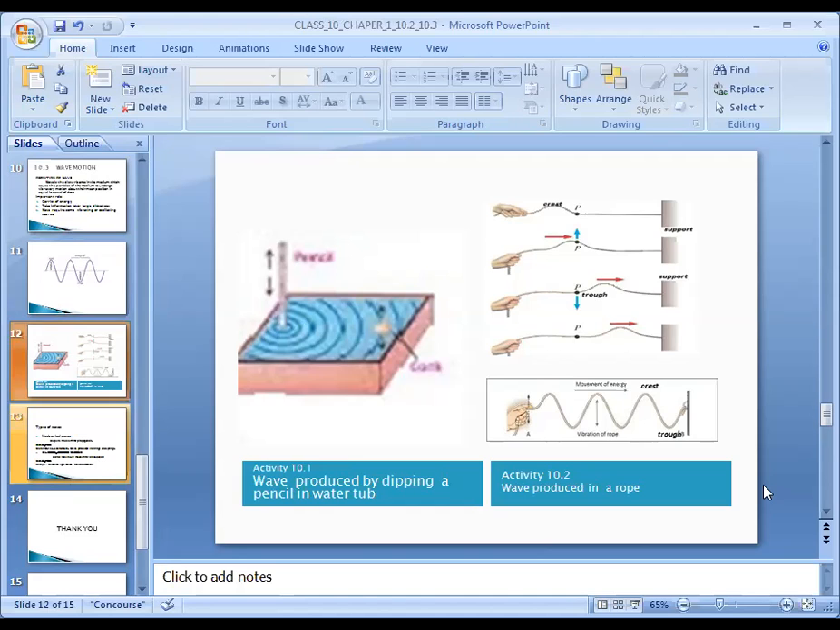which is also on page number 7, is activity 10.2. Our activity is 10.2.